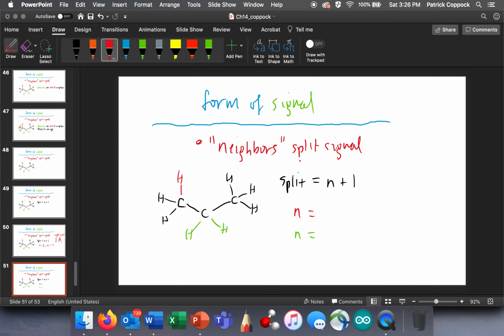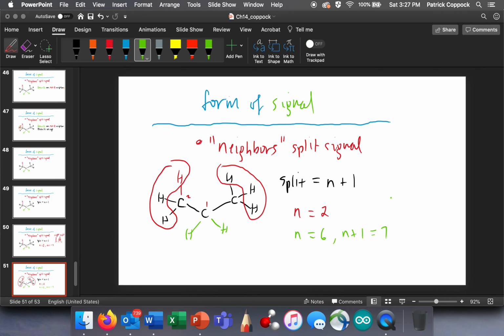Now what about the next one? What about the number of neighbors that green has? How many neighbors does green have? All right, so let's call this carbon 1. And so we go over to carbon 2 and we see there are 3 neighbors. Aha, there are 3 more. So the number of neighbors that the greens have is actually 6. So n plus 1 is equal to 7.